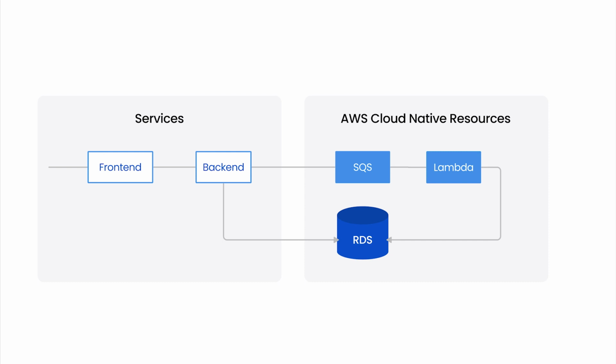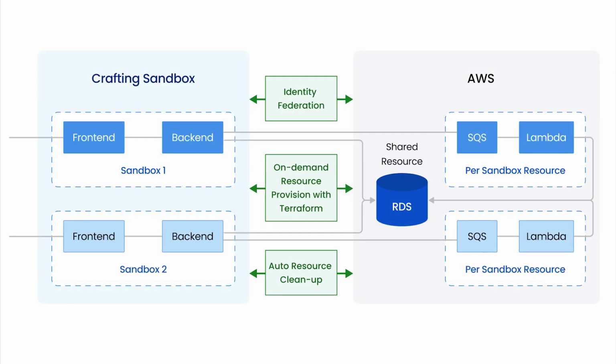Let's assume that in an ideal setting, developers want to use dedicated and isolated SQS and Lambda functions per environment, and at the same time, they want to use a shared database. With Crafting, we can make that happen easily.